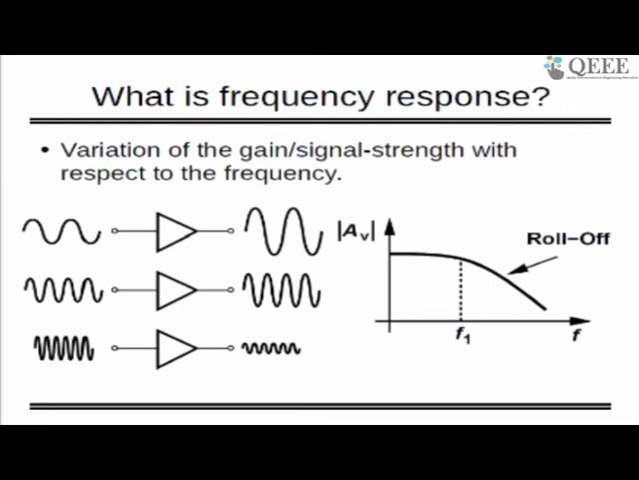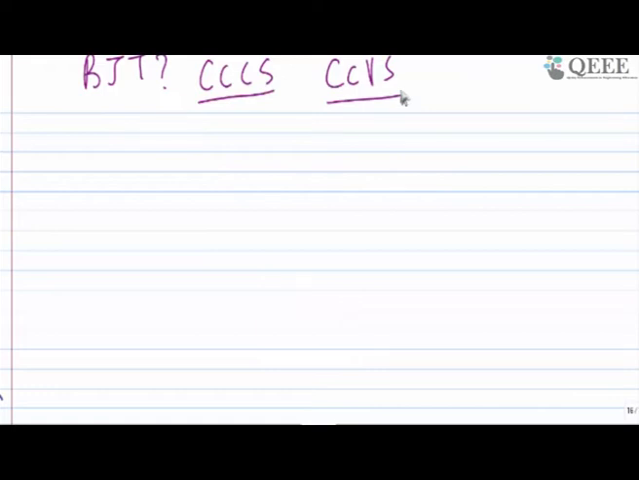So let's start with the frequency response because it's a very important topic, and there are lots of remedies and lots of understanding. One person asked this question long back: what is a BJT, CCCS or CCVS? If you Google search it, you'll find some people saying it's CCCS, some people saying CCVS. Look, I am in favor of both. It depends on how you are looking at the model.